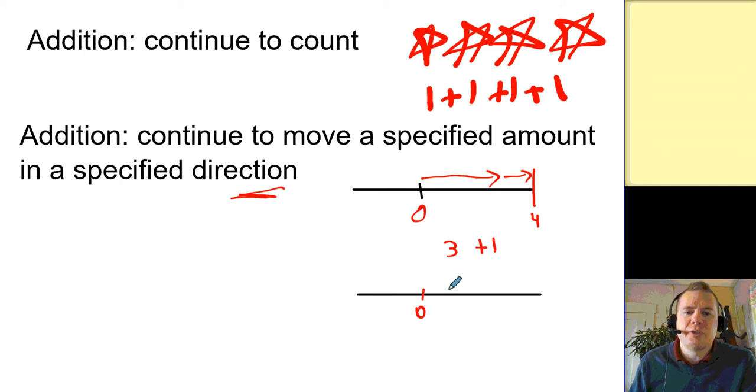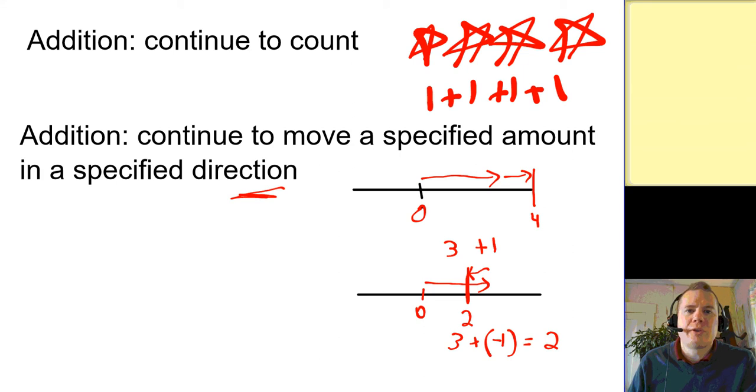I've got 0 here. I move to the right 3. I'm going to continue to move 1 to the left. I'm still doing addition. I'm continuing to move, but this 1 is actually in the other direction. So I've moved backwards closer to 0 to get to 2.